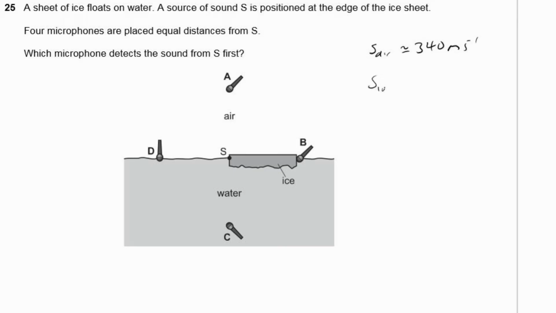Speed of sound in a liquid, give or take, is about 1 kilometer a second. And speed of sound in a solid is about 5 kilometers a second. Which means we'd expect the sound to be heard fastest by the microphone which is attached to the same solid where the sound is being produced. B.